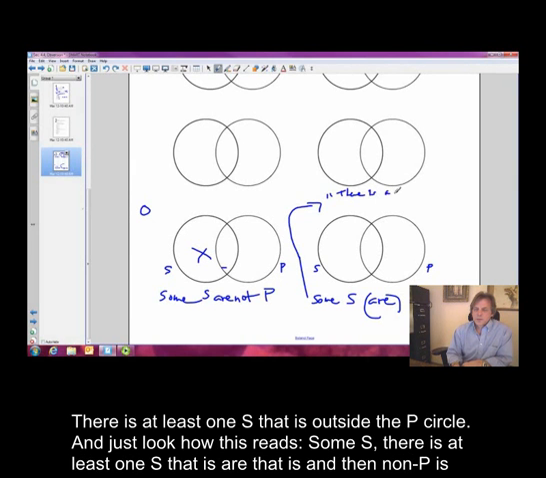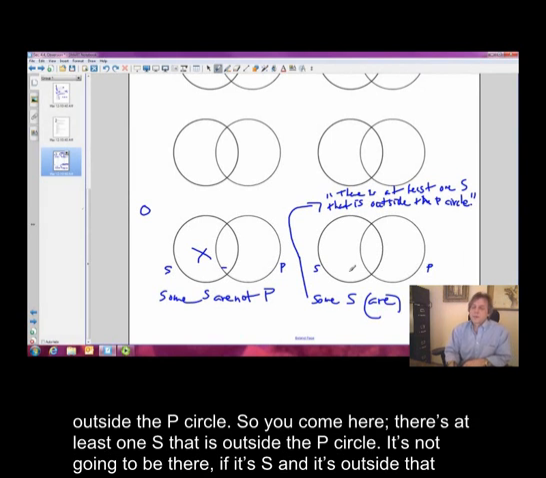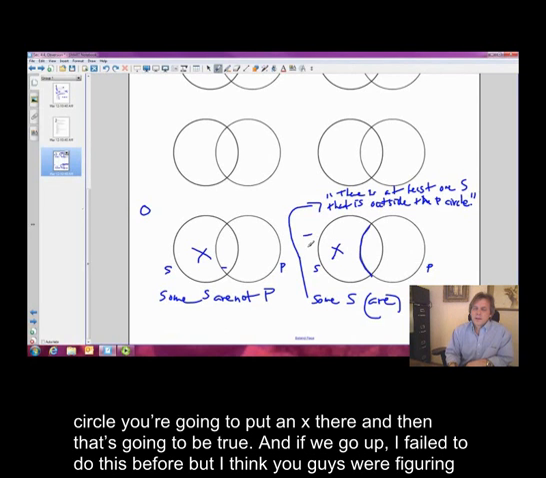There is at least one S that is outside the P circle. Okay? And just look how this reads. Some S, there is at least one S that is, and then non-P is outside the P circle. So you come here, there's at least one S that is outside the P circle. It's not going to be there. If it's S and it's outside that circle, you're going to put an X there, and then that's going to be true.